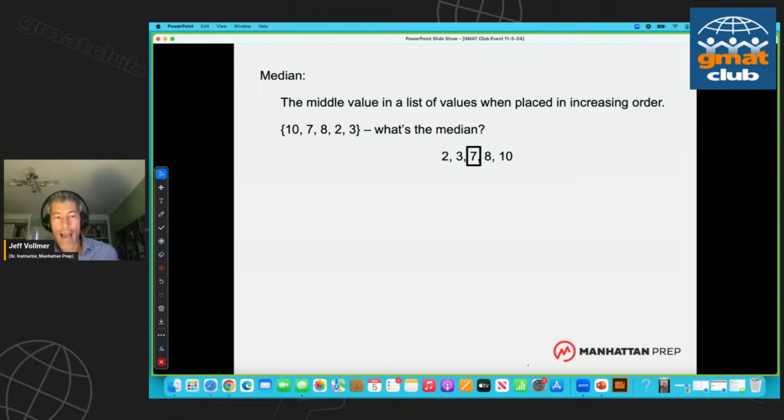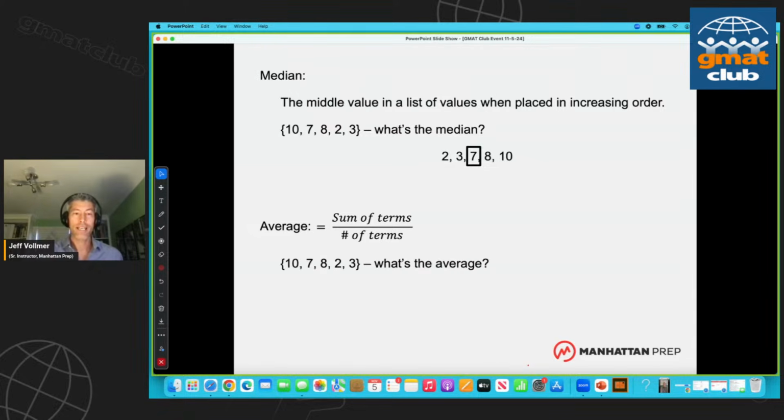Okay. Average, another form of center. Sometimes average and median can be the same. A lot of times they're not. We know average as we're going to sum up all the terms in a list and divide by how many terms we added. So let's go ahead and take the average of the same set. Give you a moment to knock that out. I promise the questions will get more difficult.